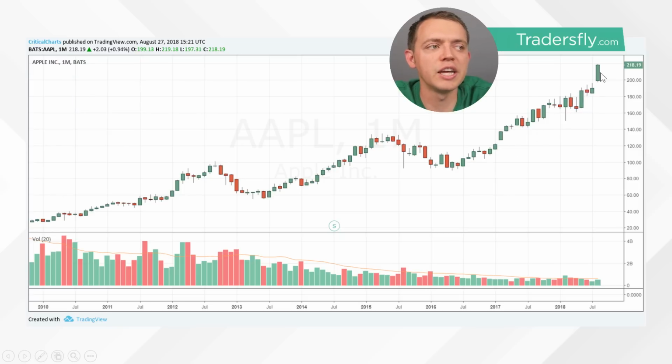That way you're not just getting a dot of where the price closed at the end of the month. Instead, you get to see the magnitude or the movement of wiggle room also within that month. And that's what it really represents.